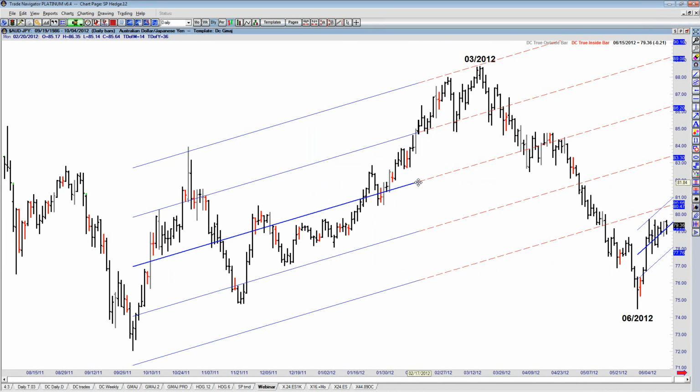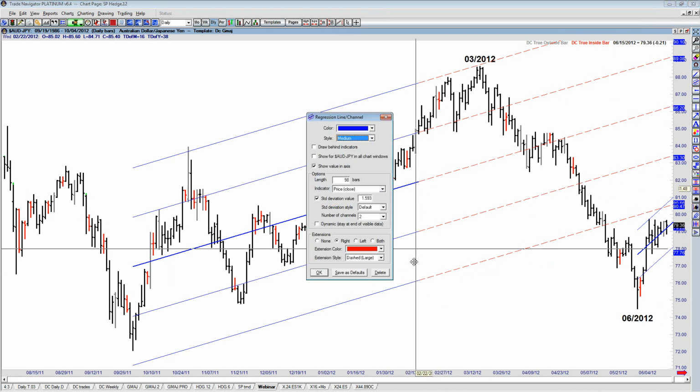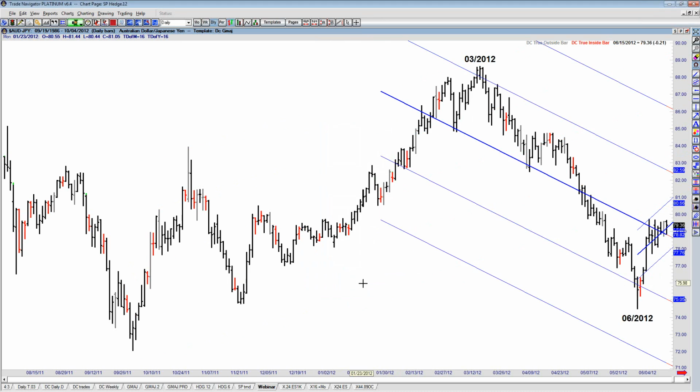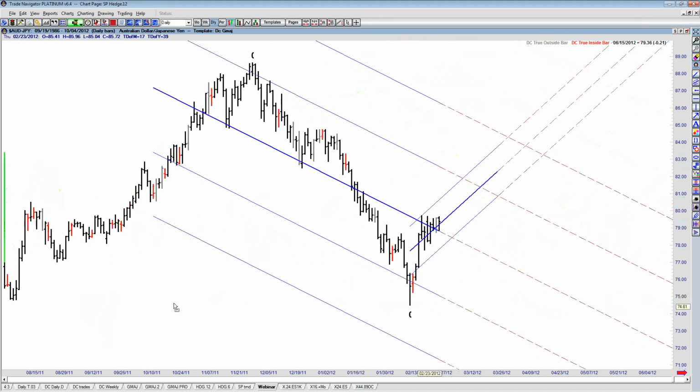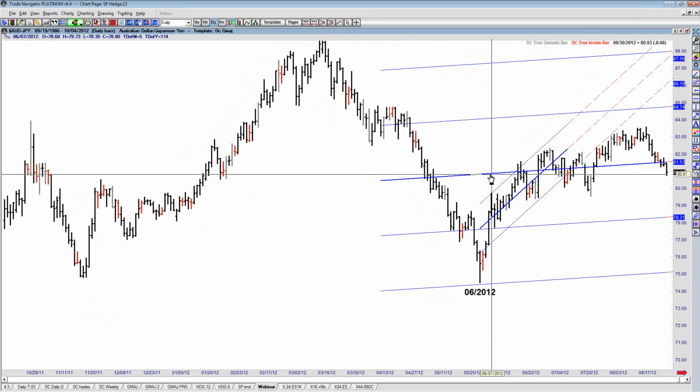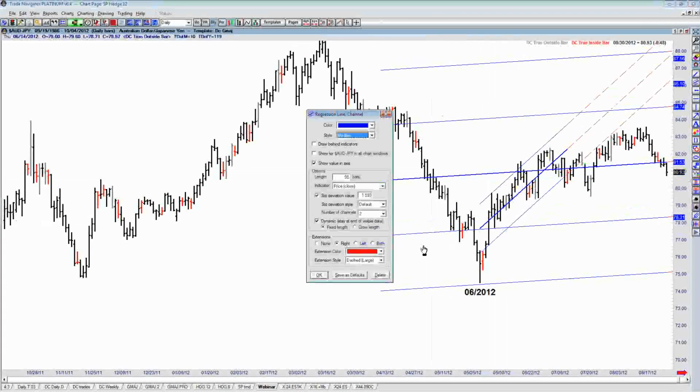Now, just in case anyone came in late, let me go back and show you this edit box. Your standard deviation value must be set at 1.593. You want the extensions running to the right, and most importantly, this box, dynamic stay at end of visible data. You don't want that switched on. If you have that switched on, it will just keep going, as you see, and it'll just keep following the rest of the chart. So it's now acting as a regression channel. So you must have that box turned off.